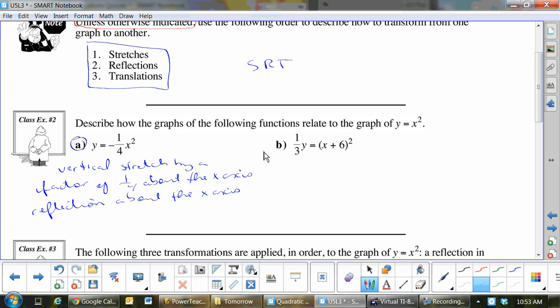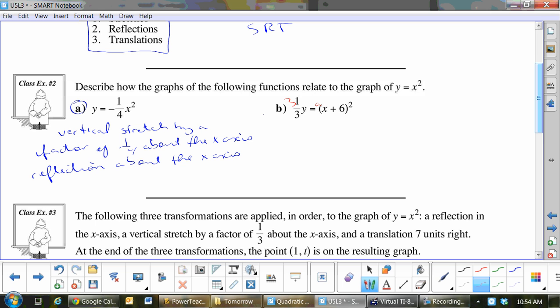Okay, B isn't good because, funny enough, this is kind of what I want it to look like next year, but let's get the A value in the front always, right? Because the A is missing. And it should be Y equals. Now you can have the translation on the left side, but we'll always try and get the A. So what am I going to do to get rid of that 1/3? Multiply it by 3. So if I multiply both sides by 3, I would get Y equals 3x plus 6 squared. Okay?